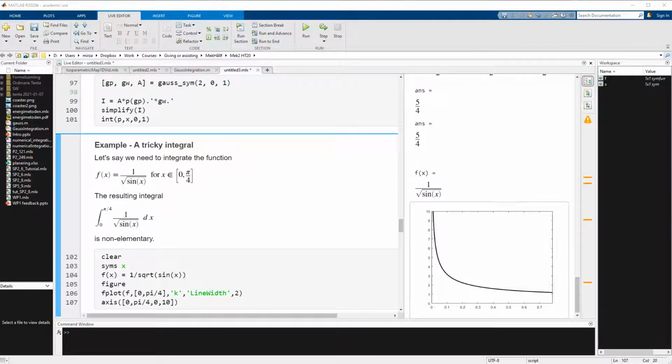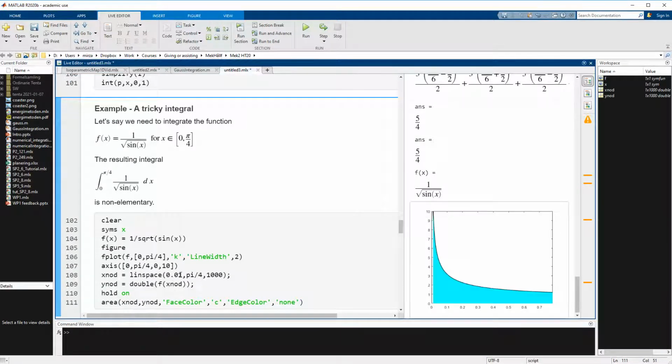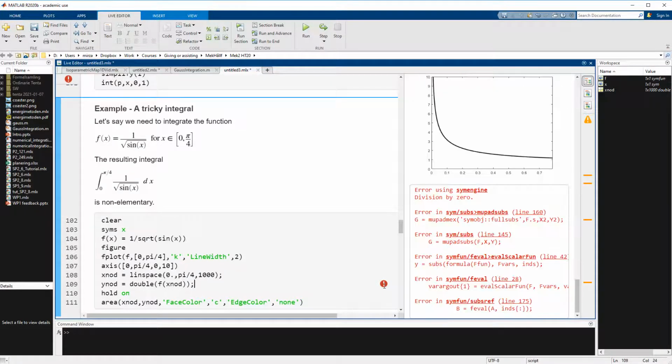So let me just color in the area here. I need to be careful, because I'm creating 1000 points here, and you want to use the area function. I have to have x points and y points to do this. But the thing is, I cannot use 0 here. I want to go from 0 to pi over 4, but I can't. If I do that, I get an error, which says division by 0. Of course it's division by 0, because I'm taking 1 over the square root of 0. That's not going to work.